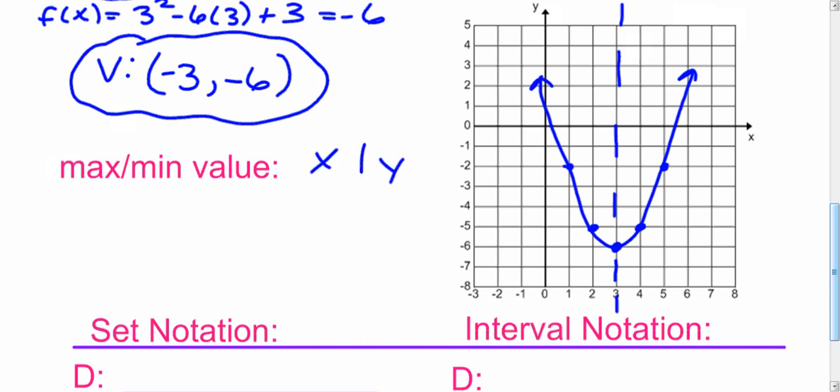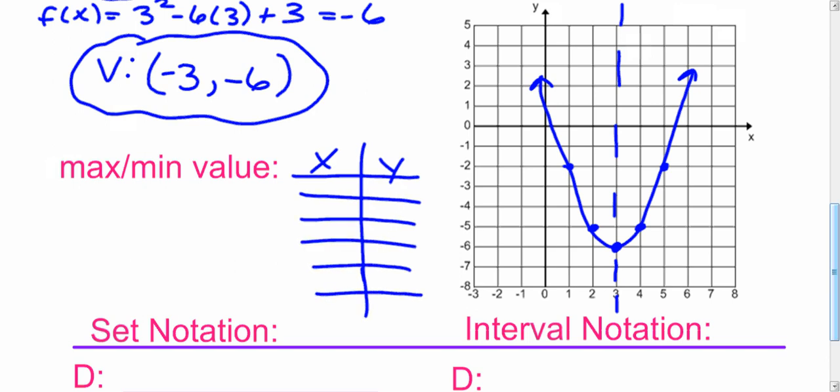You can make yourself a table, and I would do 5 spots, and I would put the vertex right in the middle. So my vertex we already calculated to be -3, -6. And then I would use x values that go down and up from there. So I would go -4 and -5 and -2 and -1. And then you could plug those x values into the equation as well. So I could plug x as -5 in, and when I plug -5 in, I would have to take -5 squared minus 6 times -5 plus 3.